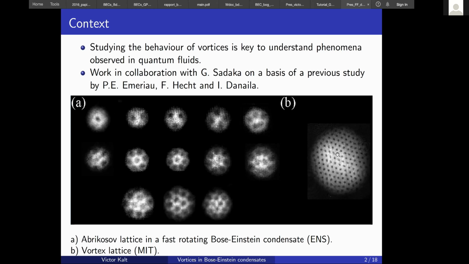Here we have a larger condensate of sodium atoms from MIT, and we can clearly see the triangular lattice.